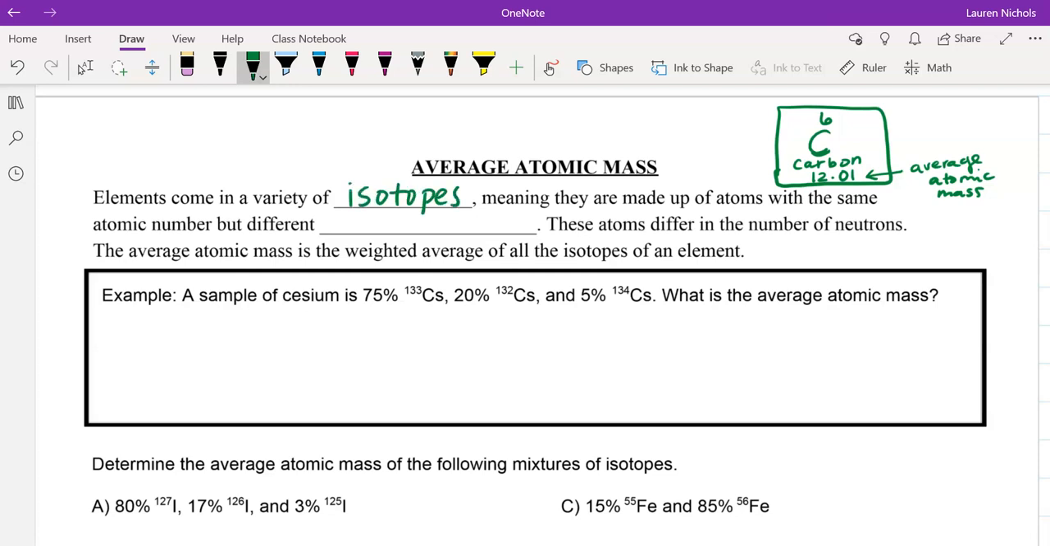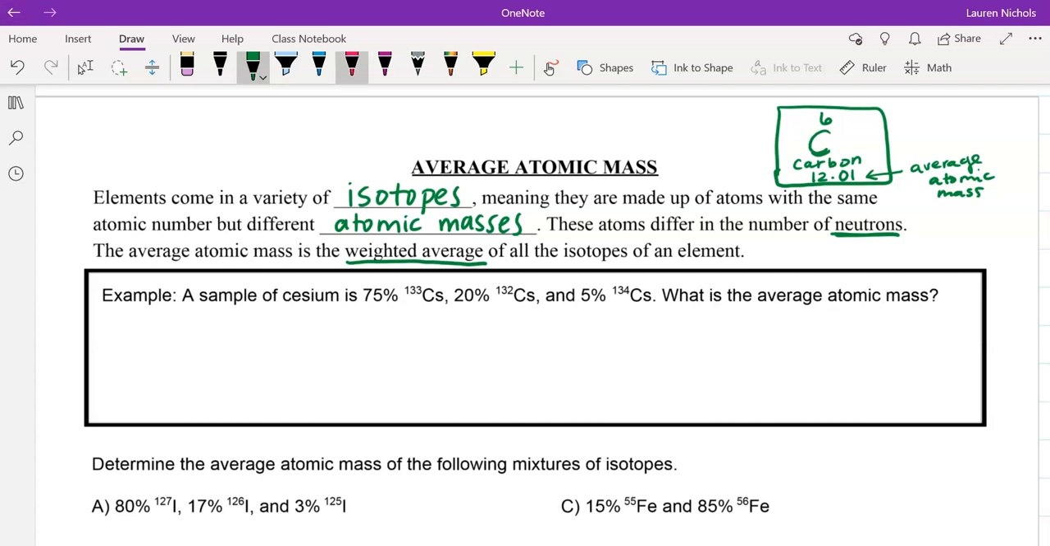The reason why it's an average is because elements come in a variety of isotopes. And remember, isotopes are atoms with the same atomic number, so the same number of protons, but they have different atomic masses. This is because they have a different number of neutrons. So their mass is protons plus neutrons. If you change the number of neutrons, you change the atomic mass. And so the average atomic mass is the weighted average of all the isotopes of an element.